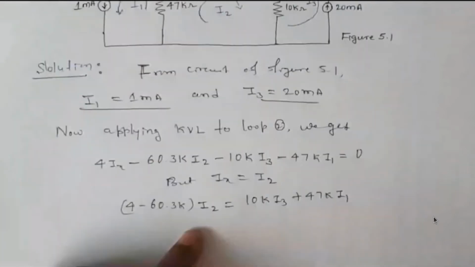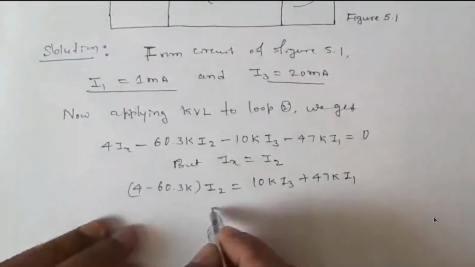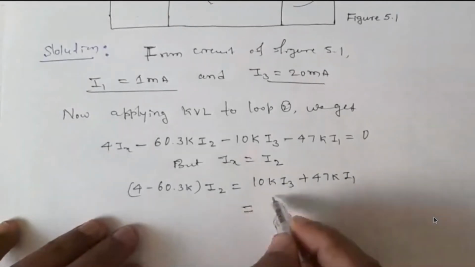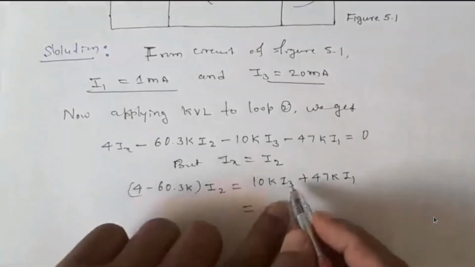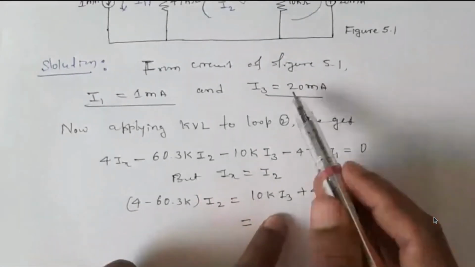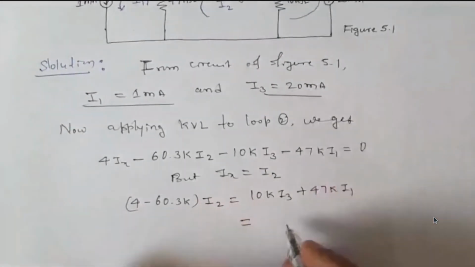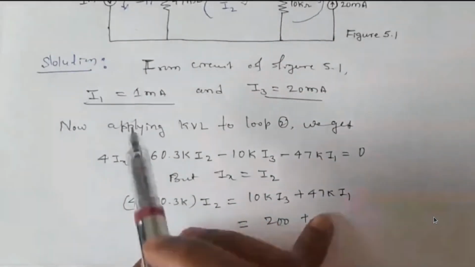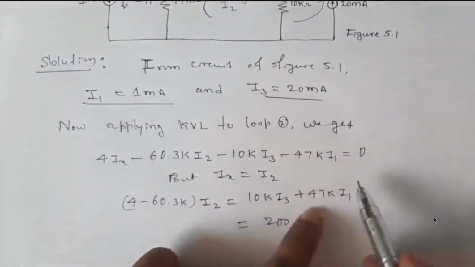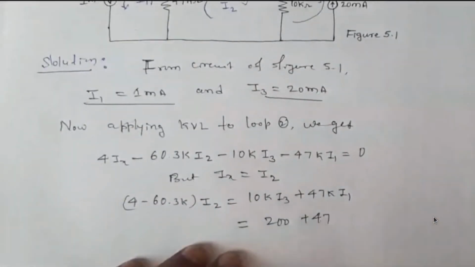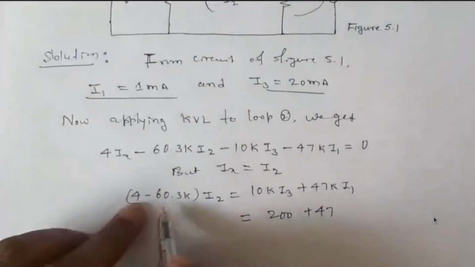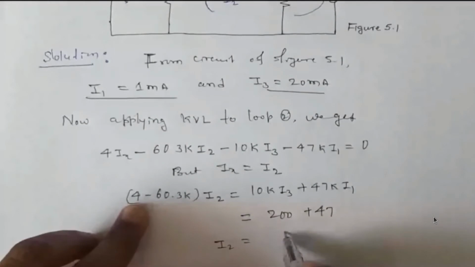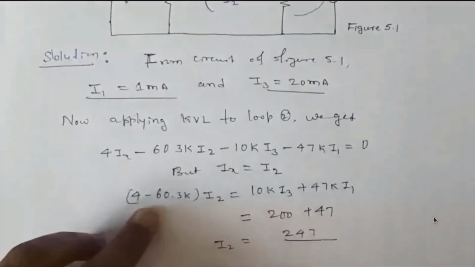And later, look at this. I2 is equal to, I'll substitute first here. 10K I3 is how much? I3 is 20 milli. Kilo and milli will get cancelled. 10 into 20 is 200. Plus 47K I1 is 1 milli. Kilo and milli will get cancelled. 47 into 1 is 47. Okay, and here I2 is equal to 247 divided by this 60,003.